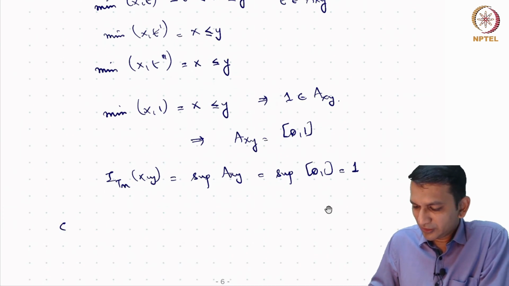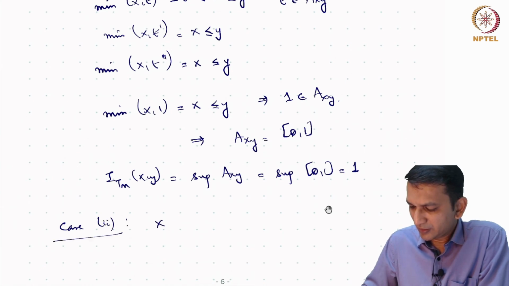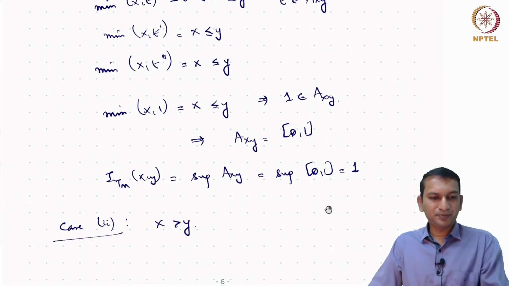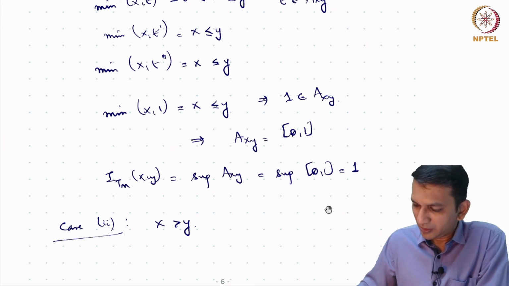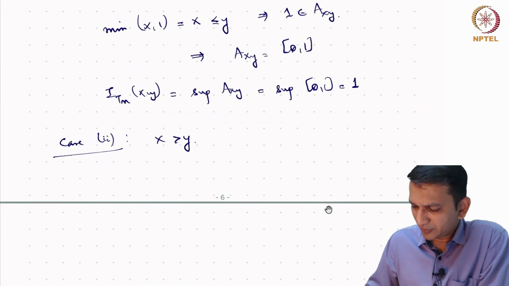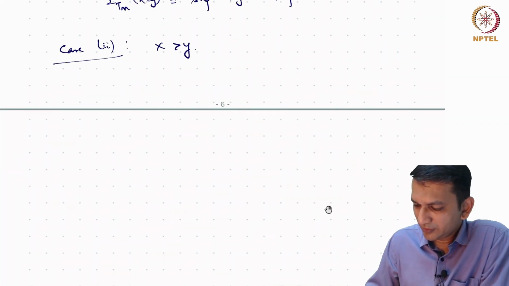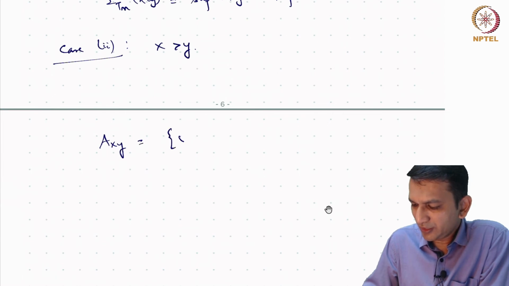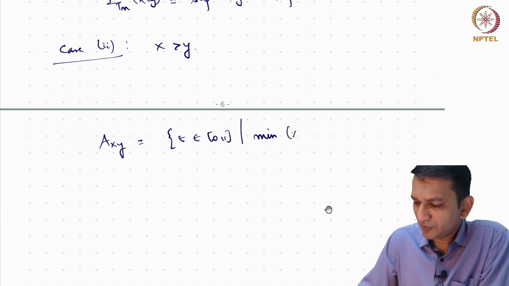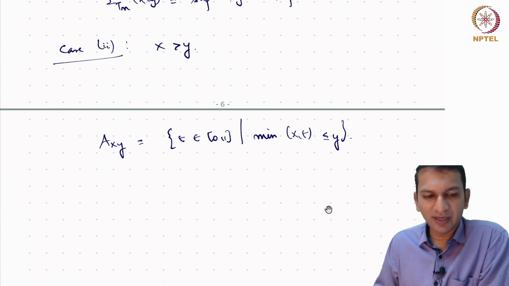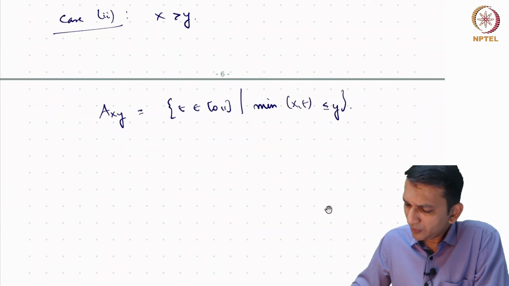Now let's consider the second case, x greater than y. What happens in this case? Once again, we need to discuss AXY. AXY is set of all t element of 0, 1 such that min of x comma t is less than or equal to y. And note that x is strictly greater than y here. We can ask the same question now.